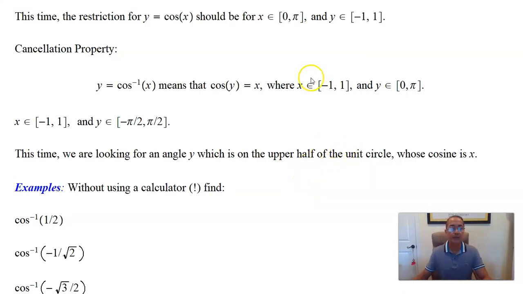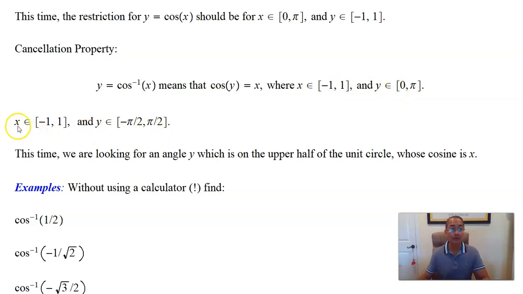So here's what we said in GeoGebra. Our restriction for the cosine function will be between 0 and pi, and the y-coordinate will of course be the full range between -1 and 1. Cancellation properties and definitions. y equals arc cosine of x means that the cosine of y is x, where x is between -1 and 1, and y is between 0 and pi.